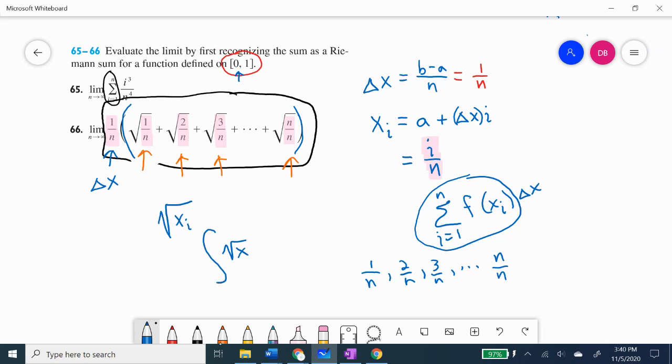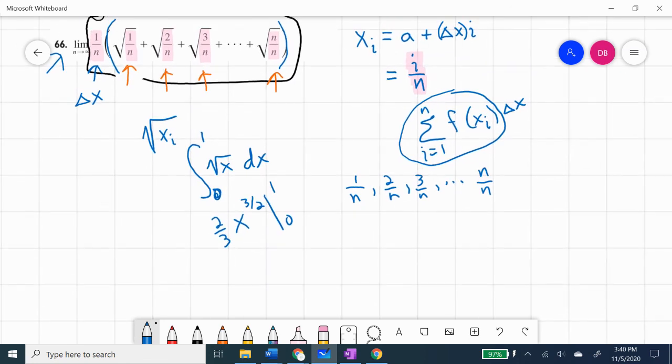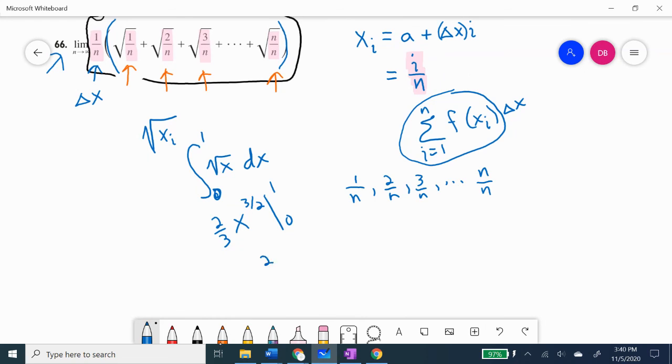I am integrating from 0 to 1 times dx. And then if I solve this and find that number, that is the same as the answer to the limit. So integrating the square root of x and evaluating from 0 to 1, I am going to get 2/3 minus 0. So the answer to number 66 is 2/3.